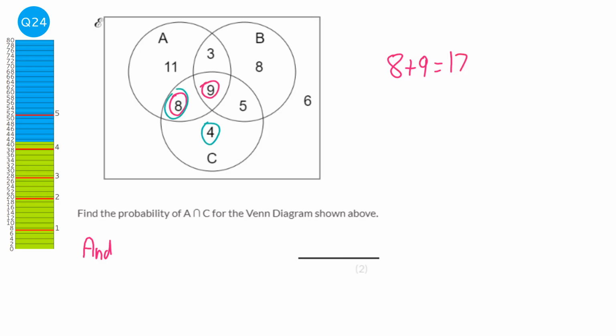So 4 plus 8 plus 9 plus 5 plus 8 plus 3 plus 11 plus 6. So we need the total, which is 54. And then we get the 17, and we put that over the amount in total, so over 54.